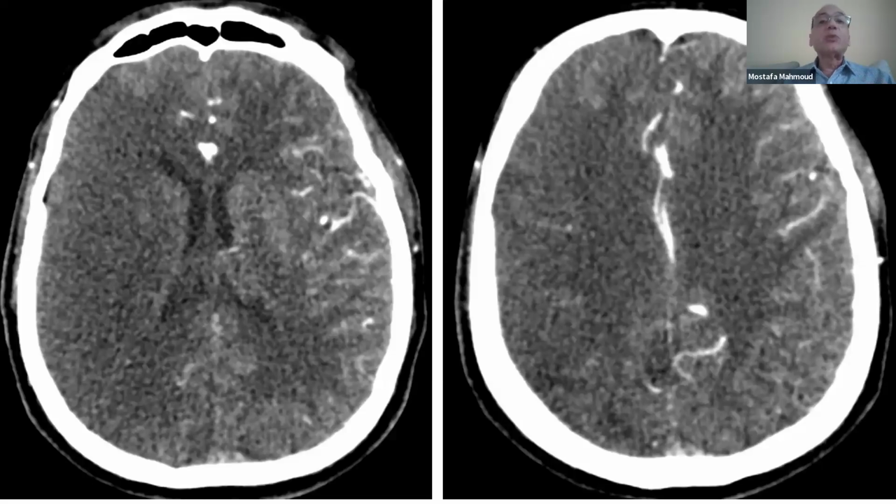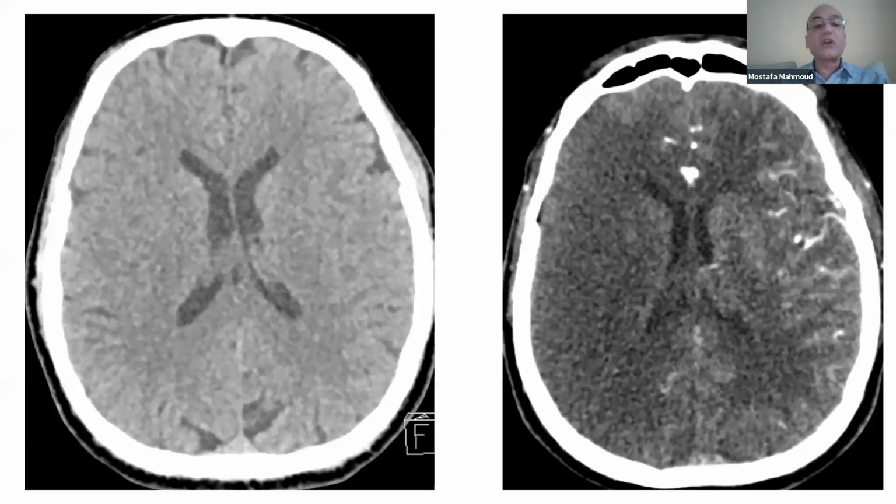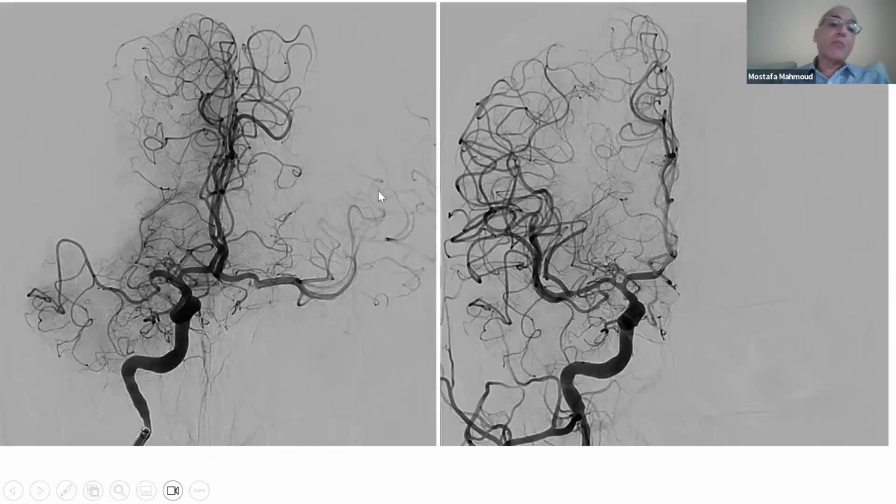So please keep in mind the source image CTA. It will give you a clue. However, this patient arrived in the first 2 hours of symptoms. So when you compare, here is a plain CT and here is the source image CTA. Here is the M1 occlusion, obviously an M1 occlusion, and obviously he has 0 collaterals. So first pass, first shot, ADAPT technique, full recanalization.